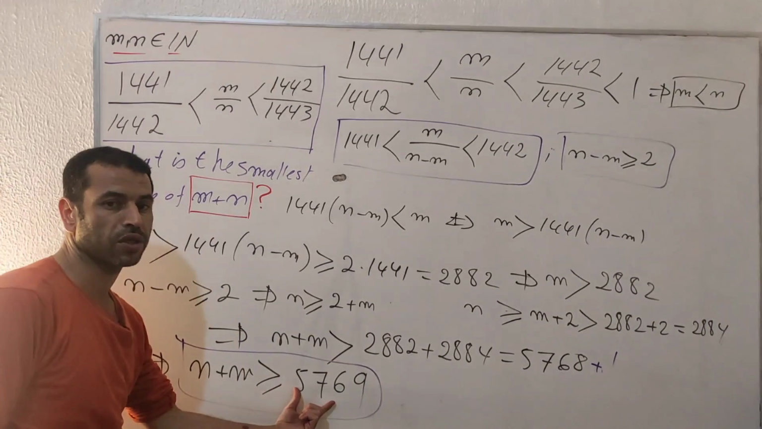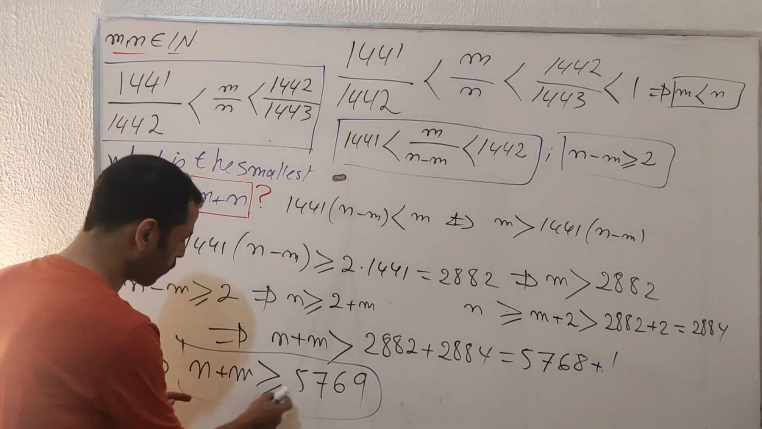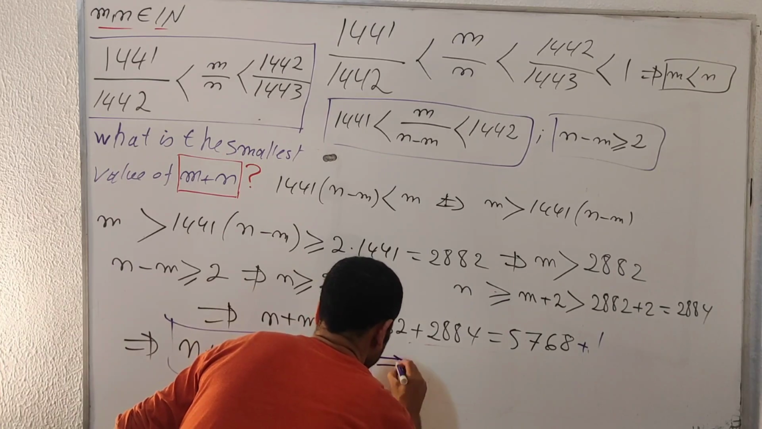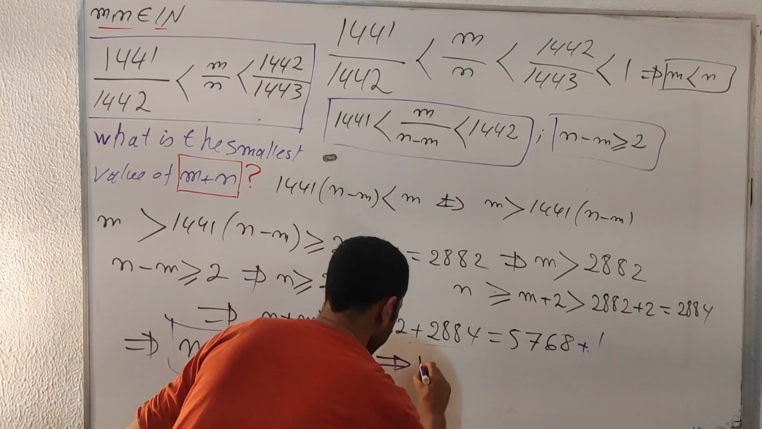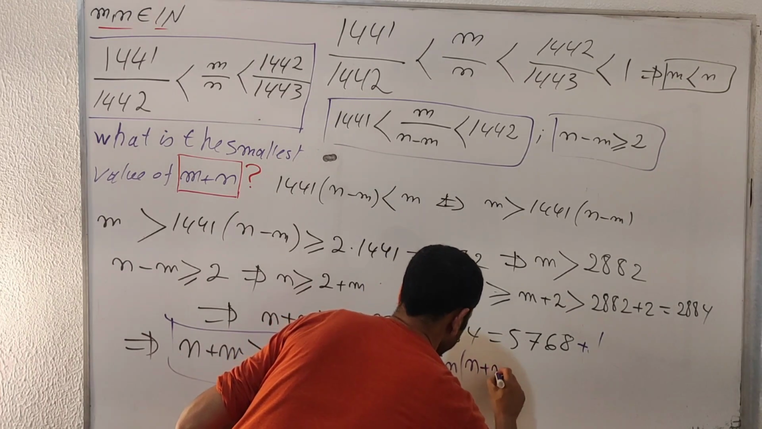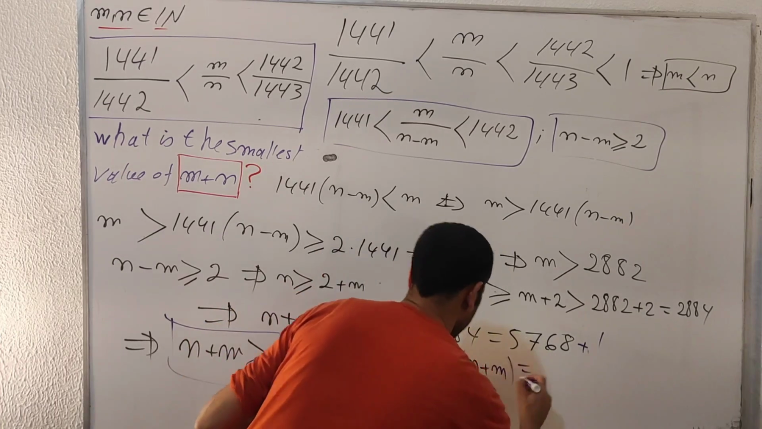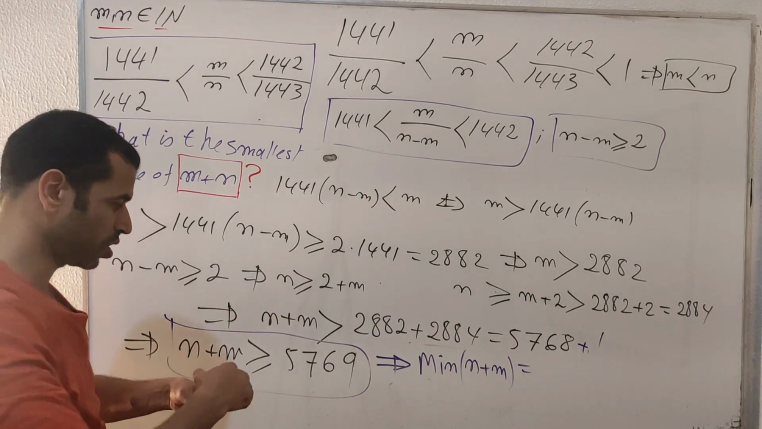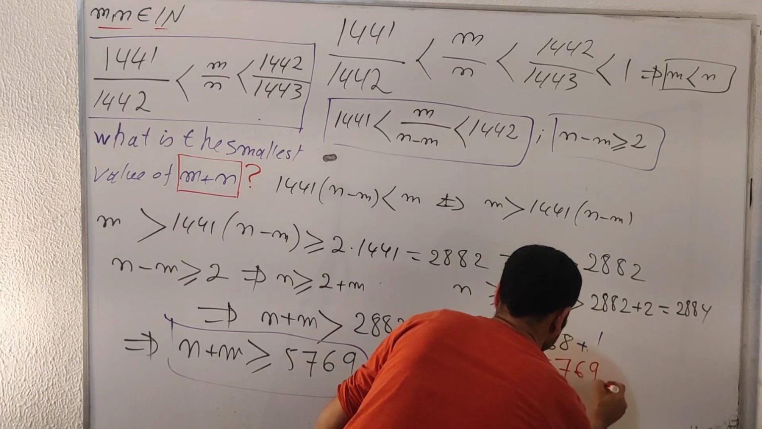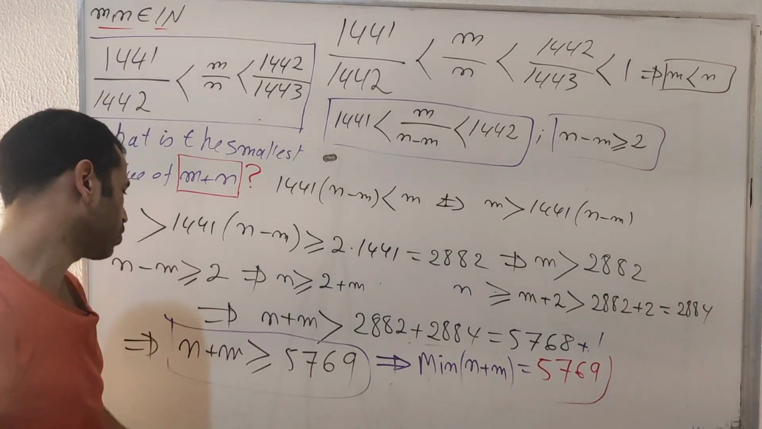What is this telling us? It's telling us the minimum of this one equals this one. So therefore we have the minimum of this sum, which is n plus m, equals 5769. This is the smallest value of this one.